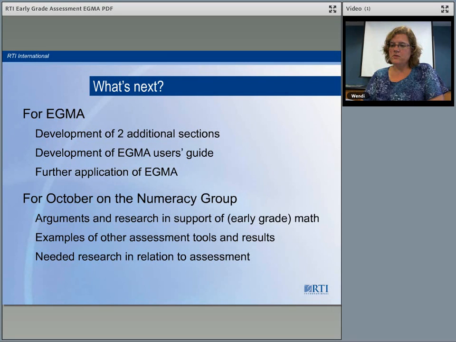Examples of other assessment tools and results that you might have used or seen. And sharing ideas about needed research in relation to assessment. What can we look at? What other things could we be looking at with EGMA or with other assessment tools?